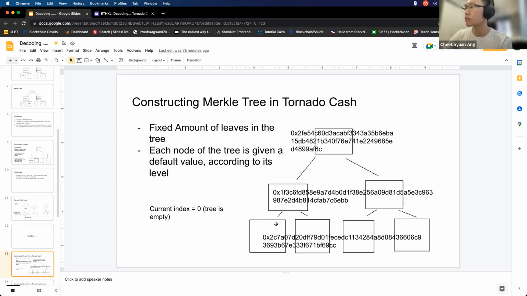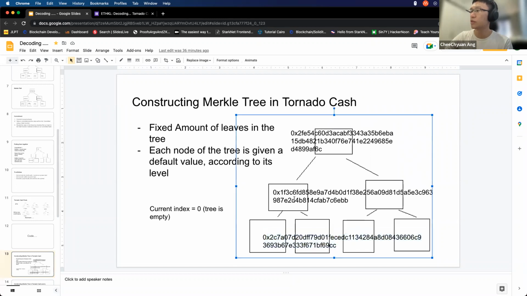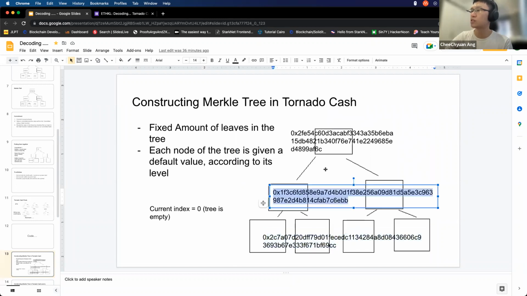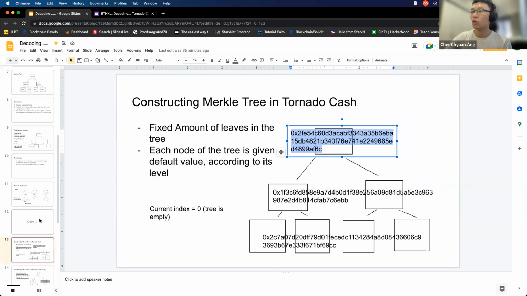And by default, when the tree is empty, there has to be some sort of hash associated to each node. So in this case, we can see that the hashes are like this one for the base layer, this one for the second lowest layer, and so on and so forth, and the root layer would be this hash. So how do we know?